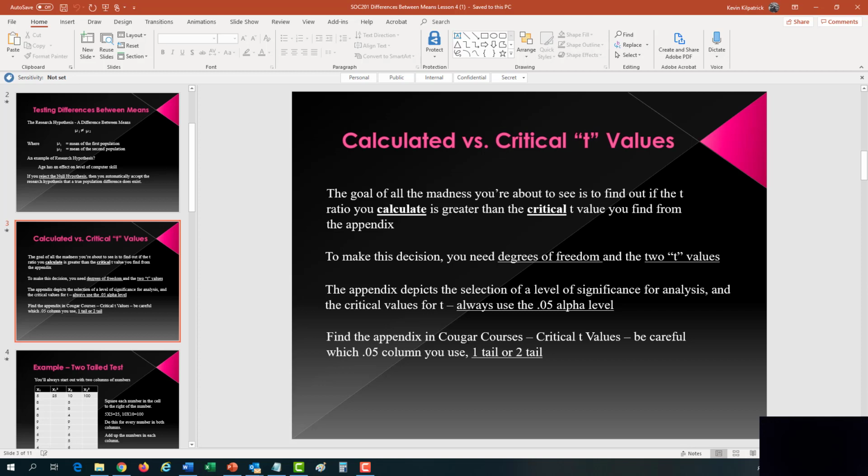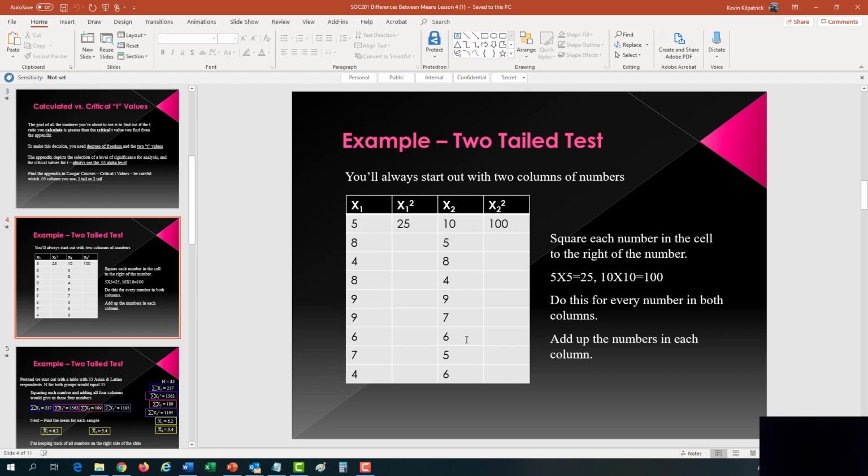Be careful which 0.05 column you use, whether it's one tail or two tail. I will always tell you whether it's a one tail or a two tail test. This example that I'm going to show you is a two-tailed test. All that means is that when you get to the appendix, you're going to look in a certain location for that 0.05 column.